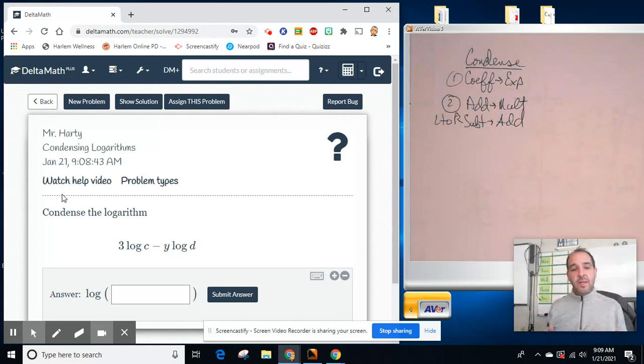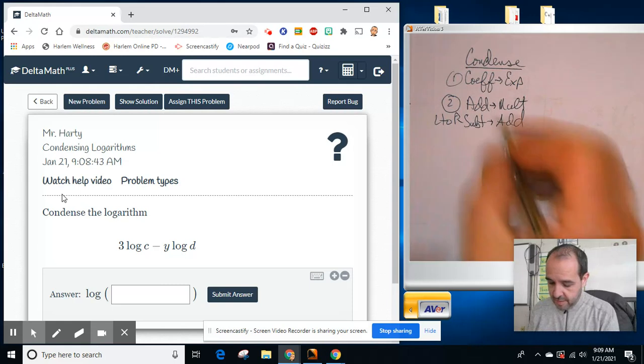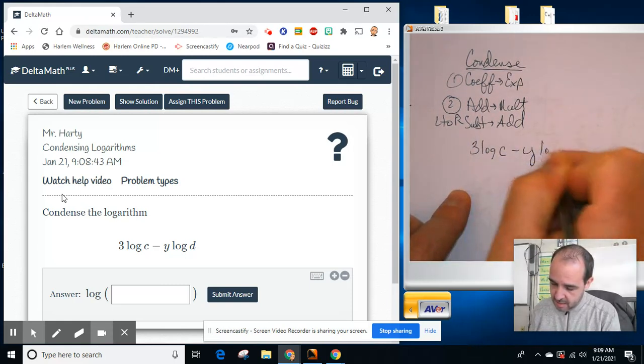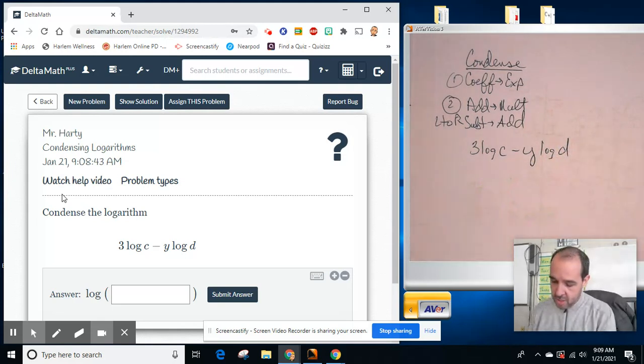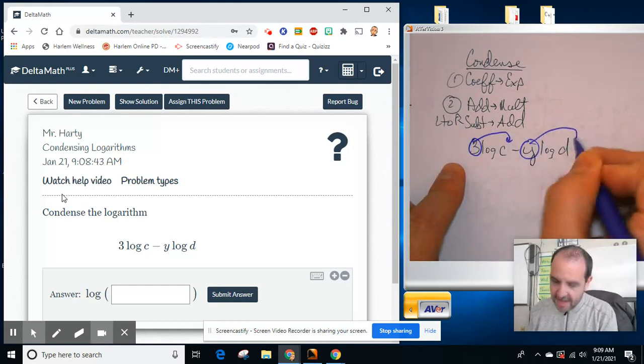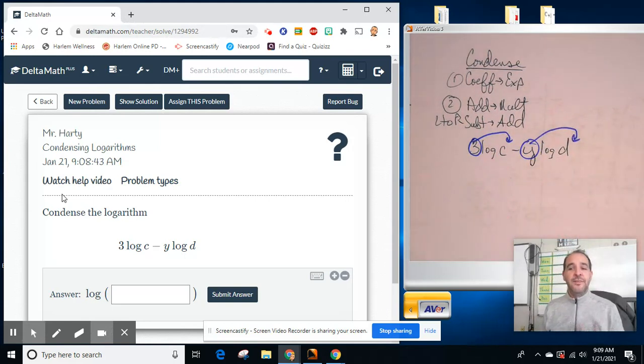So what's that mean for me on this one? Well, let's see, 3 log c minus y log d. All right, coefficient to exponent. Coefficient, yes, a variable can be a coefficient to exponent.